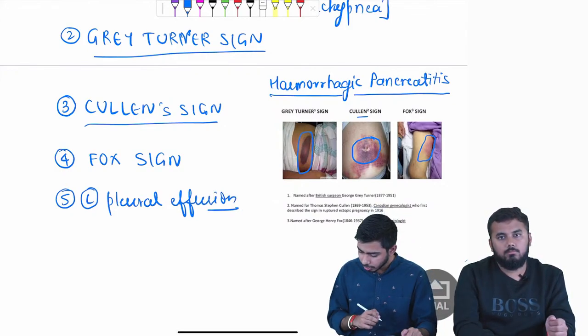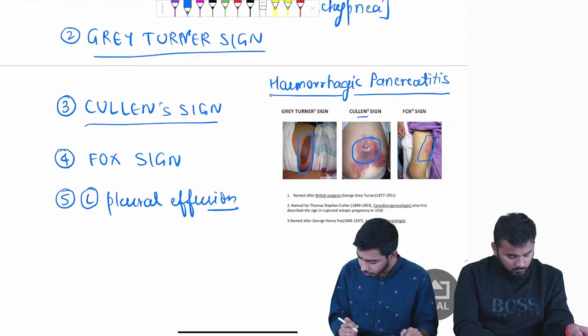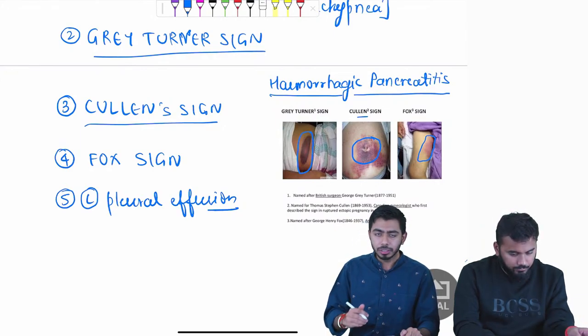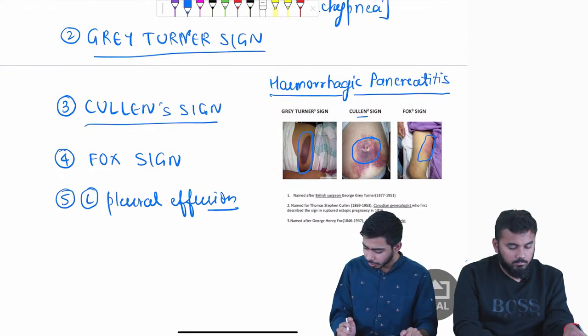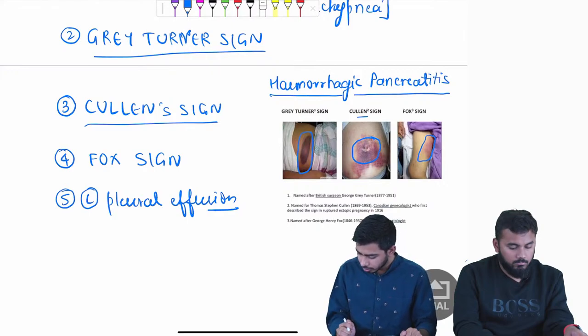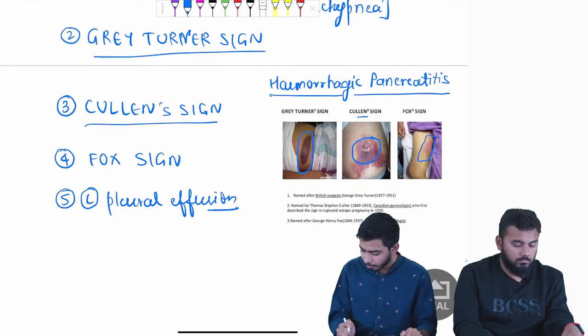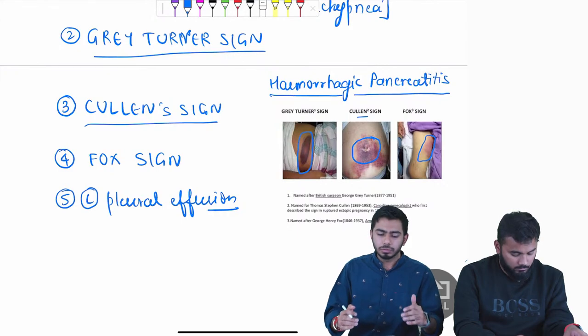Okay, so guys, till now, are you guys clear? Just let me know, are you guys clear till now? How about the signs and all? And the difference between the Grey Turner sign and the Cullen sign, are you guys clear with that? Okay, fine. Okay, Dr. Benedict, yes, okay. Okay, guys, thank you.